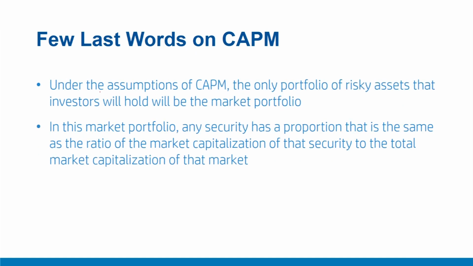As we discussed, under the assumptions of CAPM, the only portfolio of risky assets that investors should be holding is the market portfolio. And in this market portfolio, any security has a proportion equal to the ratio of the market capitalization of that security to the total market capitalization of that market. This is theoretically the construction of the market portfolio and the proportion of constituent securities in it.